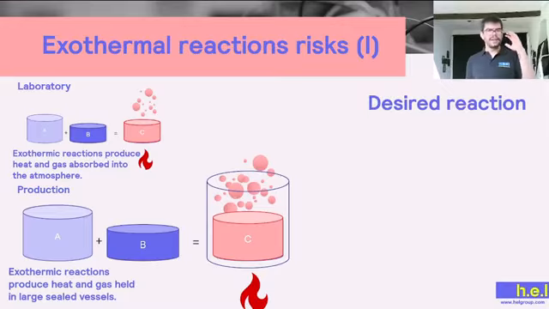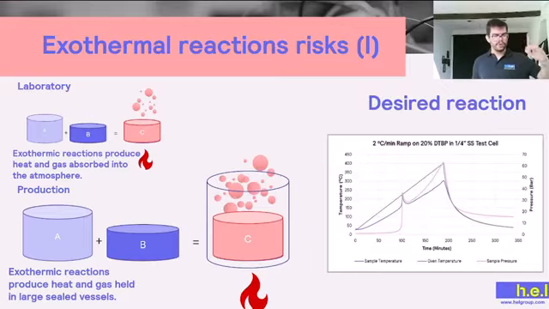And this is only if we analyze the desired reaction. So if we think of our reaction A plus B to generate C, and we look at the evolution of the temperature, we can see that it's going to slowly and steadily increase until the reaction accelerates, and then we're going to see a spike in the temperature. And the same is going to happen with the pressure. Pressure is going to remain more or less stable until the reaction accelerates, and then we're going to see the accumulation of pressure.